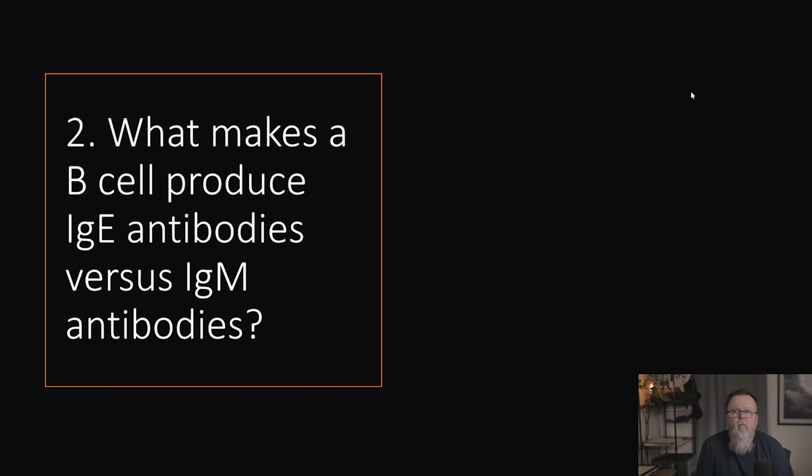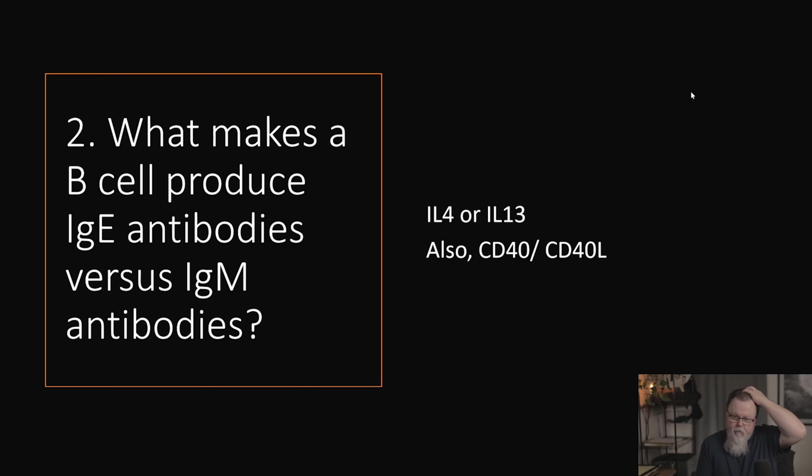Now, what makes a B cell produce IgE antibodies versus IgM antibodies? So, cytokines IL-4 or IL-13 are required for this, but there also has to be CD40, CD40L interactions between the B cell and a T helper cell.